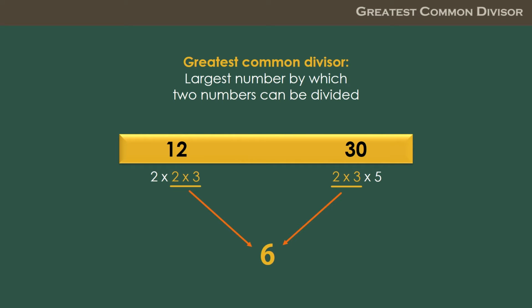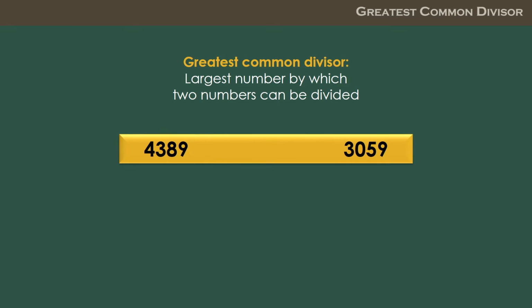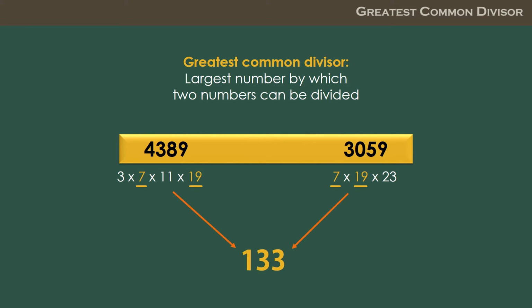So the greatest common divisor for 12 and 30 is 6. That's a pretty simple example. But what if you have two larger numbers? Well, you can still start from the lowest primes, 2, 3, 5, 7, and so on, and eventually get all the prime factors for those numbers and multiply those together, and then you can get the greatest common divisor.